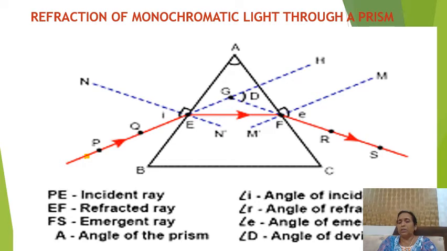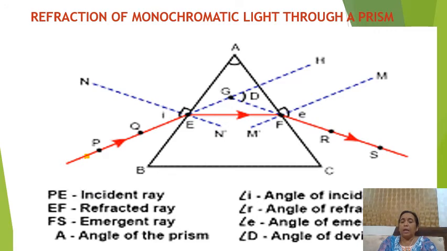Again, when it reaches the other end of the prism and strikes the point F, it gets refracted. Now it's bending away from the normal. Why? Because it is entering a rarer medium from a denser medium. So you can see the path followed by a monochromatic light in red color. Can you see? Yes. You have to remember some important points in this.